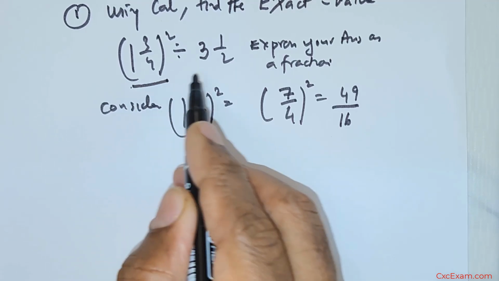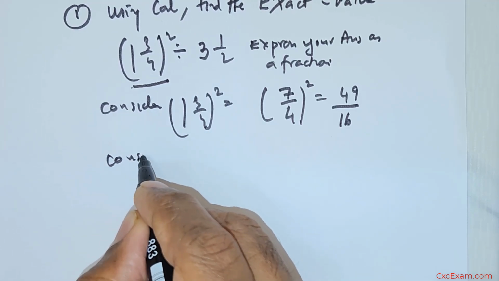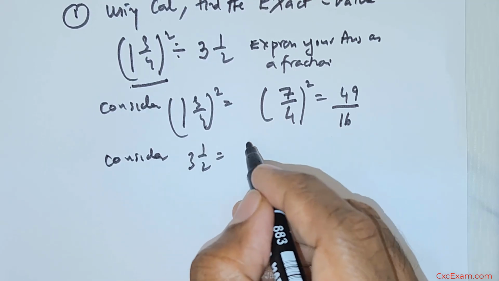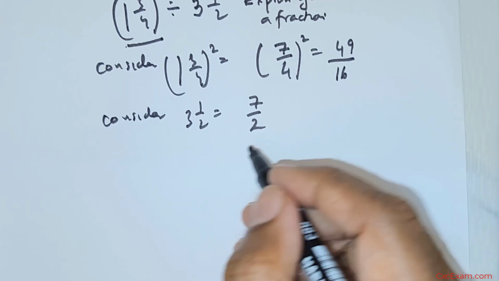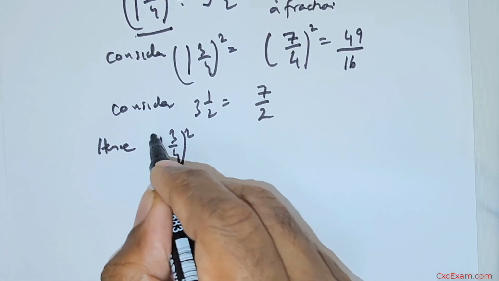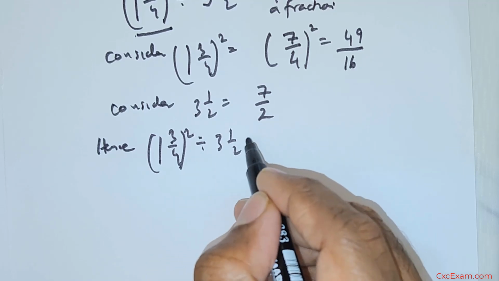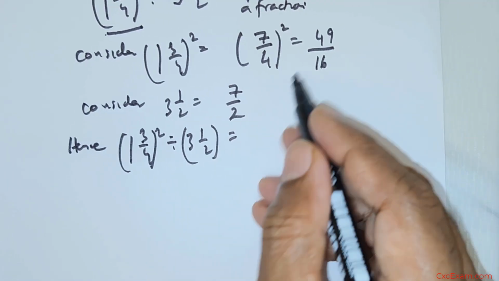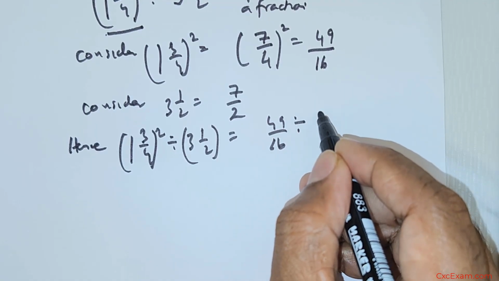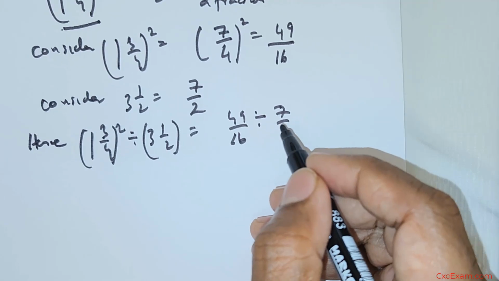Now we will have to divide this by this. Before we could do that, consider 3 1/2. This is 6 added with 1, 7/2. So the next step: (1 3/4) raised to the power of 2 divided by 3 1/2 is equal to the first term, 49/16, divided by the second term, 7/2.